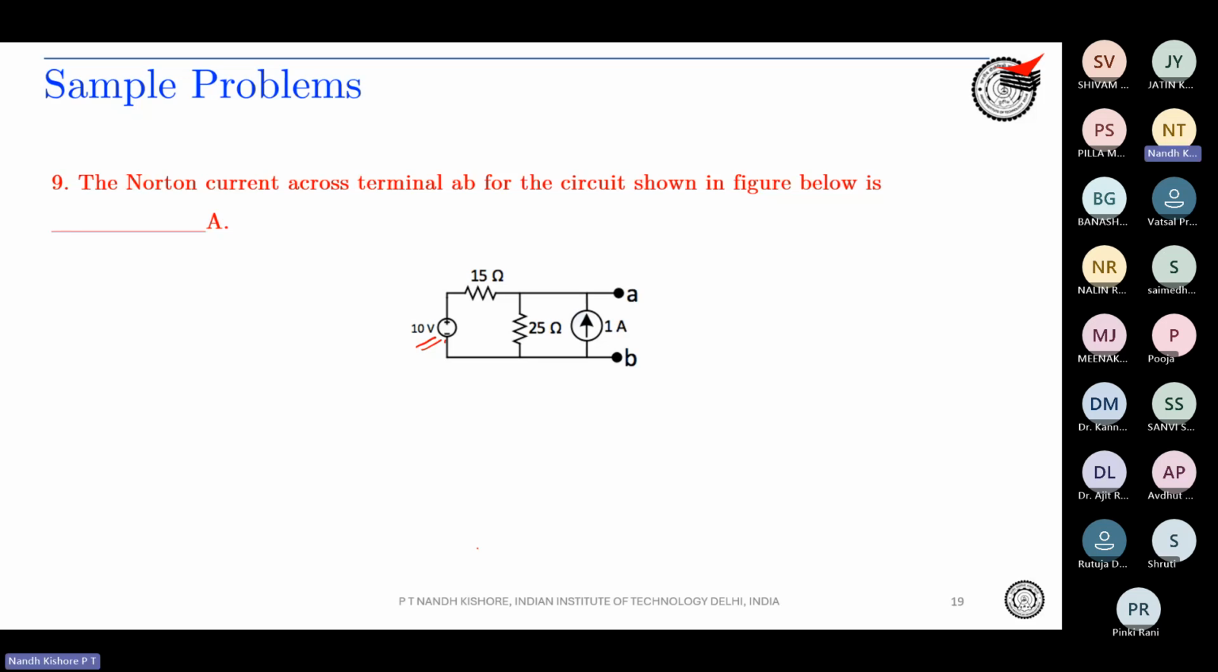So should I solve this or can you guys try to do this on your own? The answer will be 1 plus something. This is already there, right? So the final answer will be 1 plus something. You just need to find this, then the answer will be done. And you will know that this 10 volt source is actually going to play some role. So how do you find it?